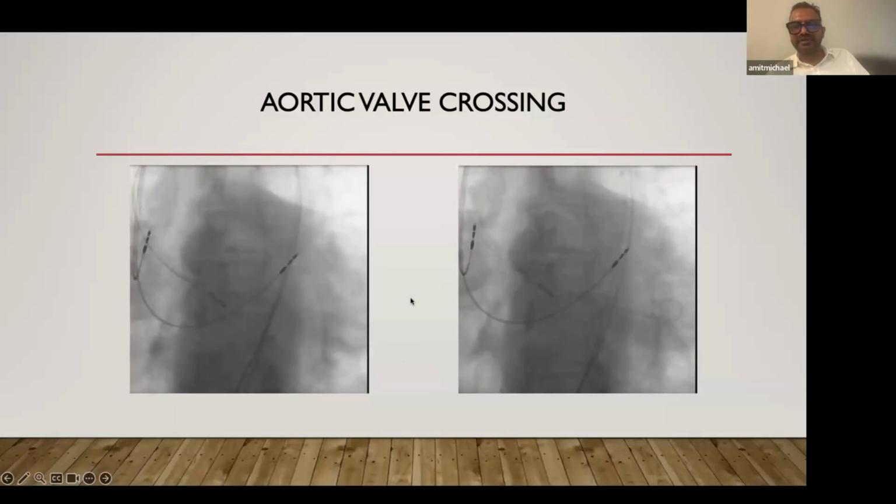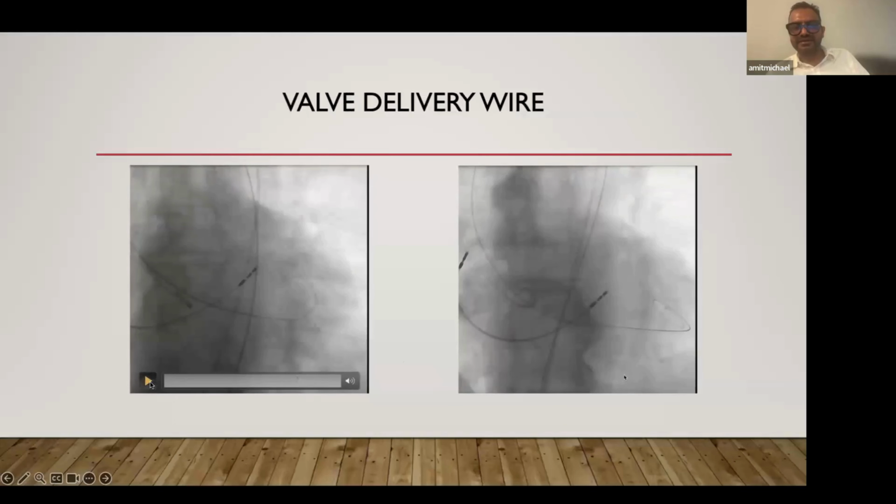And we have different kinds of stiff wires. Yesterday, for this particular case, we used what we call the Confida wire, which is quite stiff. Above this, the stiffest one is called the Lunderquist wire. Now, because we were planning to use the Evolut 34 valve, which is a bulky valve, and that deployment can be very unstable, that's why I chose to use this stiff wire. Normally, we would use a Safari wire, which is a standard wire to use.